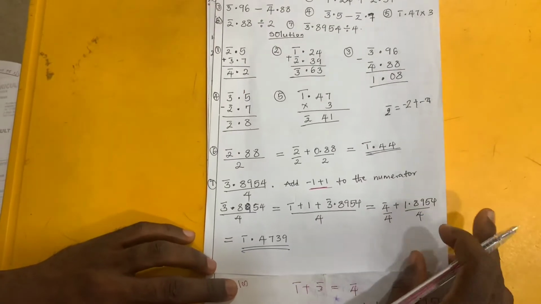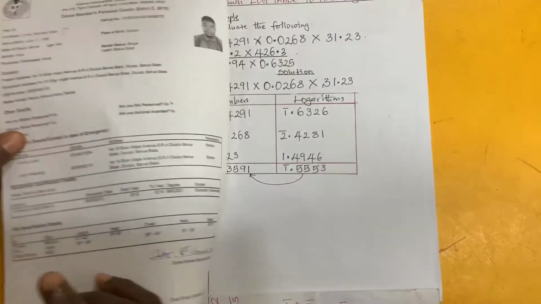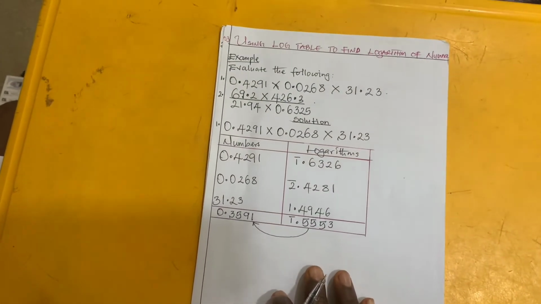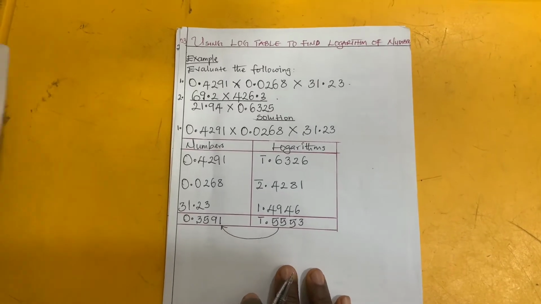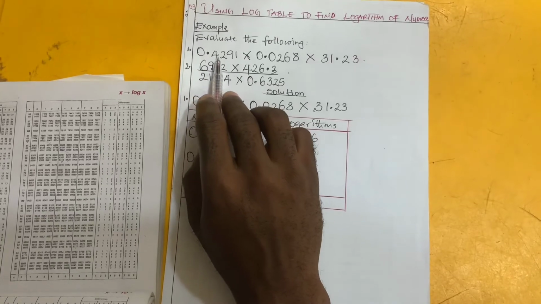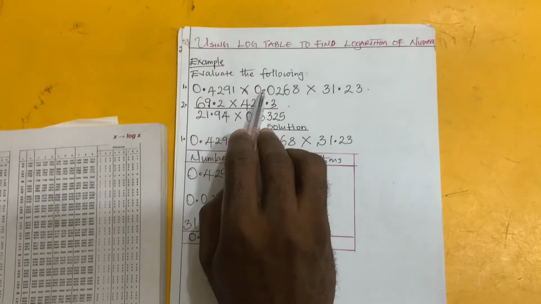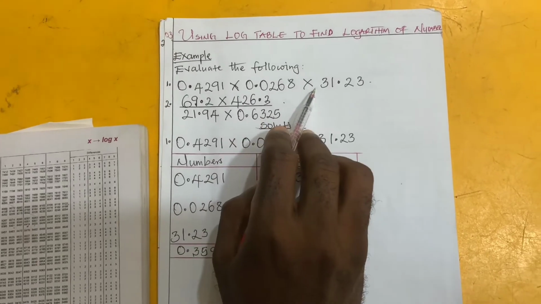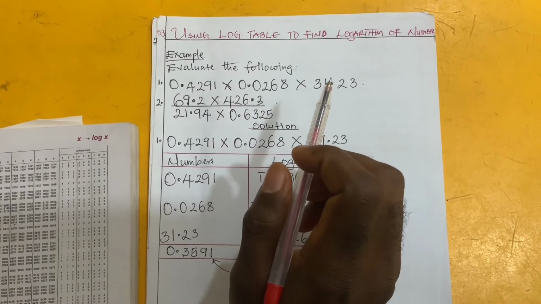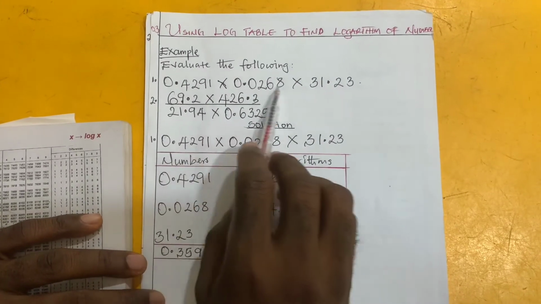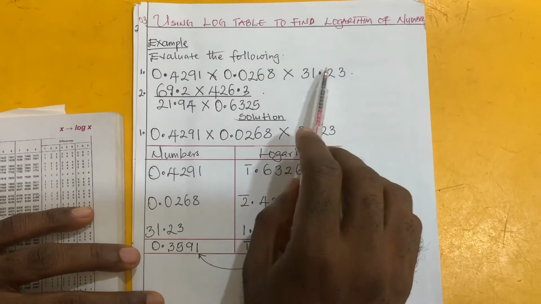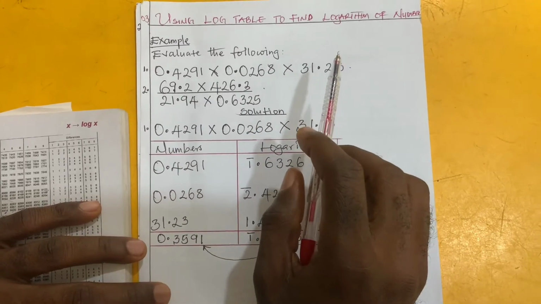Okay, so let's now do an example to see how to solve a question on logarithm less than 1. Okay, this is an example. Evaluate the following. You have 0.4291 times 0.0268 times 31.23. Now, the question is given in multiplication. So at the end of the day, you get the log of this, the log of this, the log of this, and you add all of them together.